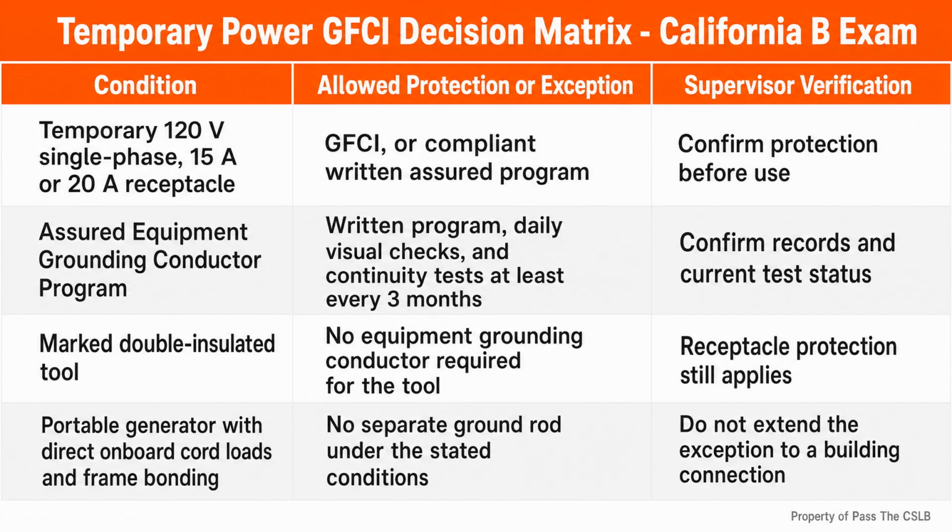Metal water piping creates a memorable distance rule. Interior metal water piping can be used to interconnect grounding electrodes only when the connection is made within 5 feet of the point where the pipe enters the building. A clamp farther inside the structure does not satisfy that specific interconnection allowance. The practical effect is easy to understand.